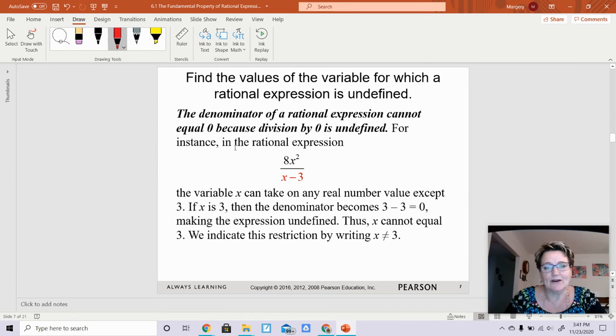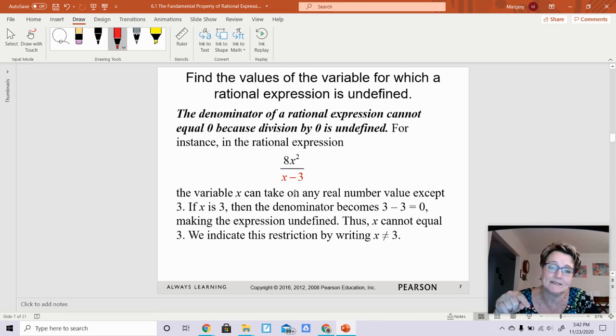With these ones here, the denominator of a rational expression cannot be equal to 0, because if it is, it's considered undefined. A lot of times they want you to tell them what x cannot be. We don't care what's in the numerator. The only thing we worry about is the denominator. So we take whatever's in the denominator and try to solve for x. Whatever that number happens to be, it's all real numbers except that number.